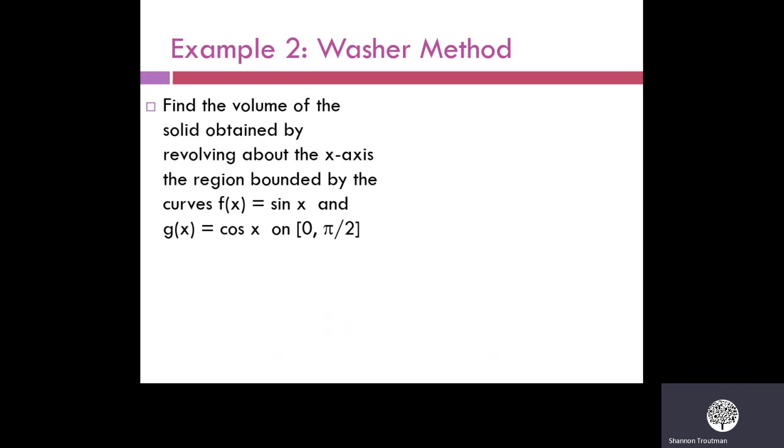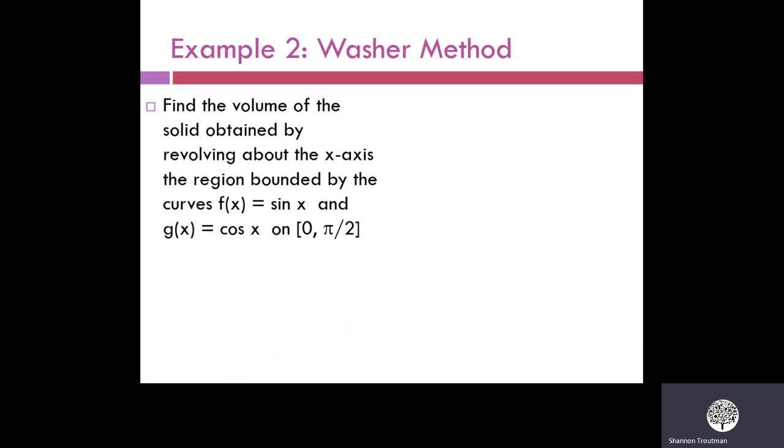Okay, so I want you to find the volume of the solid obtained by revolving about the x-axis the region bounded by the curves y equals sine of x and y equals cosine of x from 0 to 2 pi. So again, you should be able to graph these right now on your own, looking at them on the calculator. So do that first and then see if you get the same thing that I got, and shade where you think this region is.